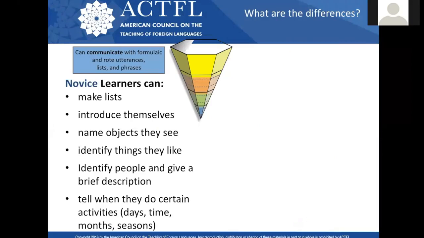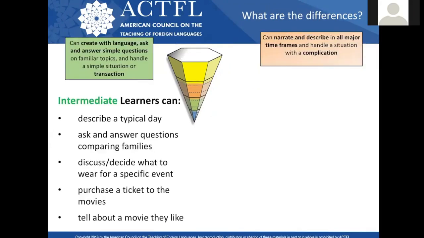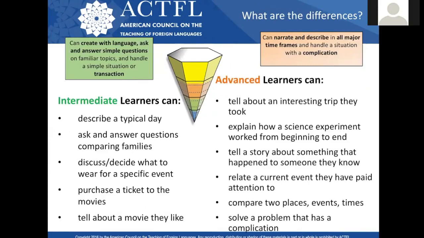As we're looking at these proficiency levels, we're looking at ways that we can show that novice learners have evidence that they have mastered the task that we are going to give to them. So here's an example, a list of things that novice learners can do. Intermediate learners can now create with language and ask and answer simple questions on familiar topics. Your intermediate learners compared to your advanced learners, you can see on this slide here what the differences are in terms of what we're asking the student to be able to do.